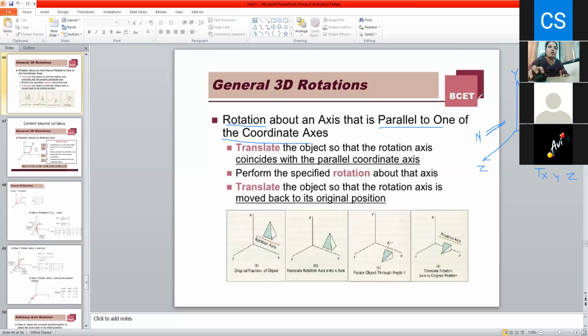Yes ma'am. Okay, so first step is translation of the axis, so that translate the object and the axis so that the rotation axis will coincide with the parallel coordinate axis. मग तो x असेल किंवा y असेल coordinate axis किंवा z असेल, ज्याच्याशी पॅरलल असेल त्याच्यावर आणून coincide करतो आपण. Now once it is coincided, मग काय झालं, एल आणि एक्स आता एकच आहे.